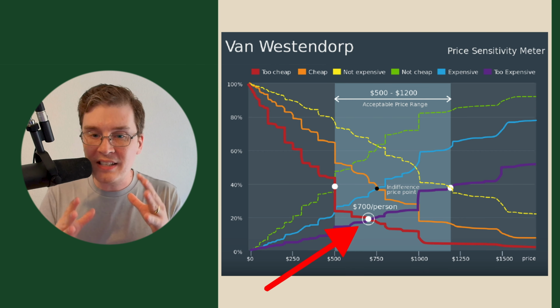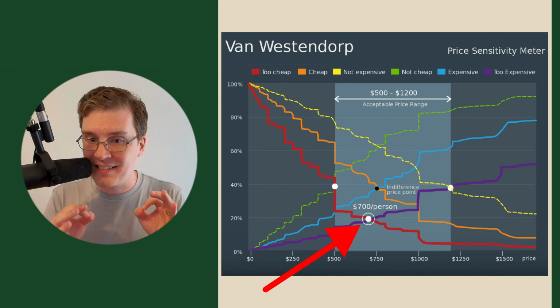If that sounds complicated, don't worry. The idea of it is actually quite simple. You'll just get 4 curves on a graph that represent each of these questions that we talked about. Where these lines intersect, that's the magic.